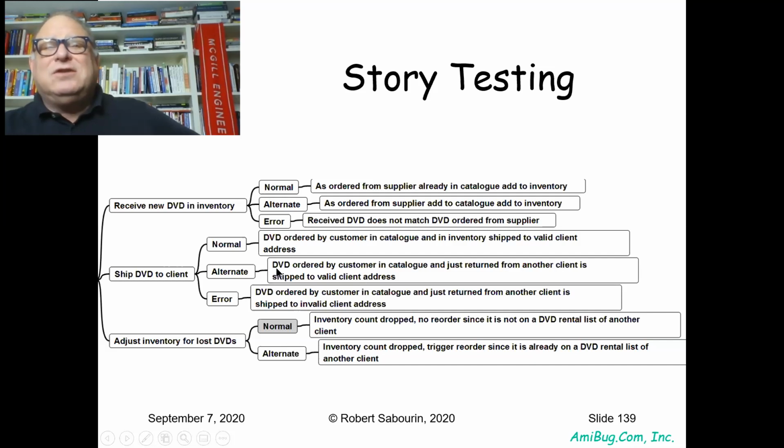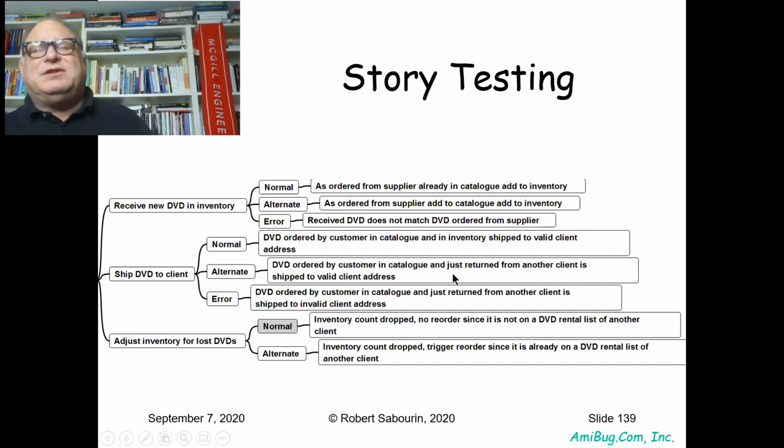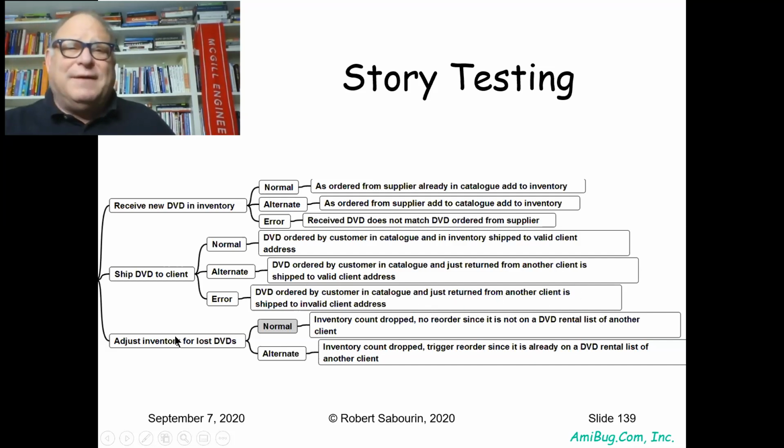Shipping it to client, normal flow, the DVD is in the catalog and shipped to a valid client address. Alternate, it's ordered by catalog and returned from another client, just returned and shipped to a valid address. So it's basically something that's been received, but it wasn't put back in inventory. And the last one is ordered by client in catalog and just returned and is shipped to an invalid address. So we have some sort of error condition in there.